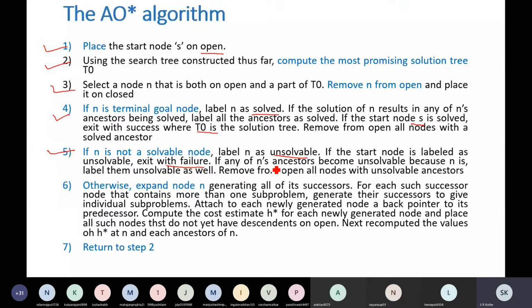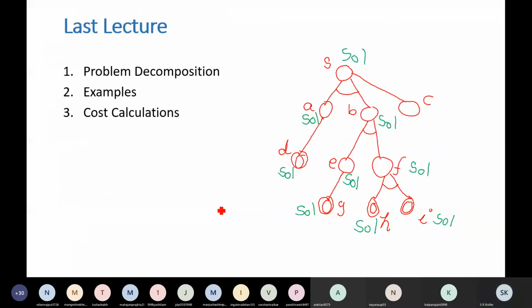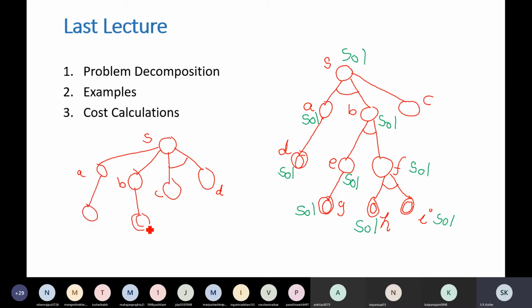When start becomes unsolvable, all its successor nodes are unsolvable, right? Come over here. Let us see an example of when start will become unsolvable. Suppose this is the start node having 4 successors A, B, C and D. This is AND. These are terminal subgoals E and F.